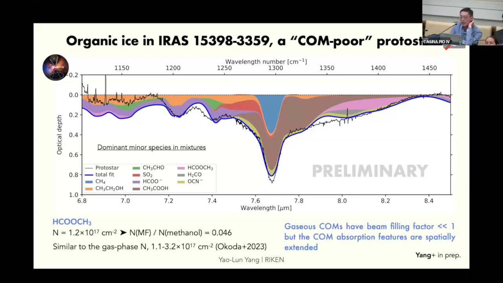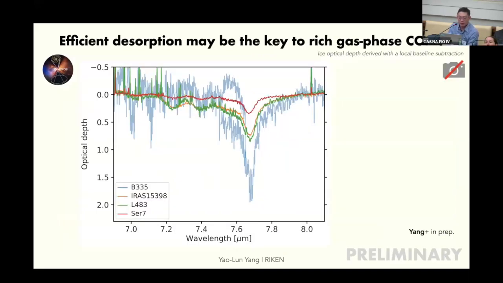And one thing we found is that this is what we call a COM-poor source, meaning it has very little complex organic molecule emission, but we do see quite abundant complex molecules in ice. And actually, if we look at column density, it makes sense, and they're quite consistent. The fact that we have very little gas phase emission just means that they have very little emitting area, so they're just faint.